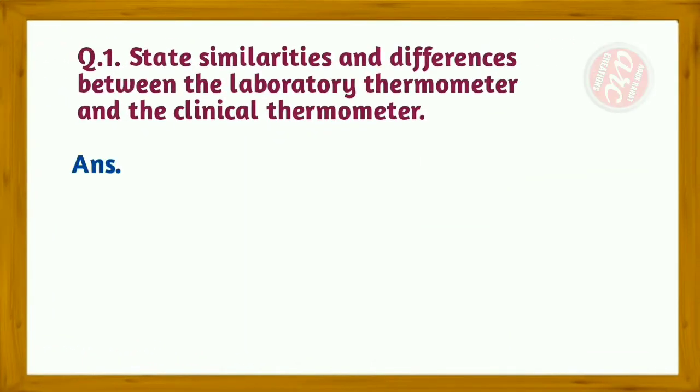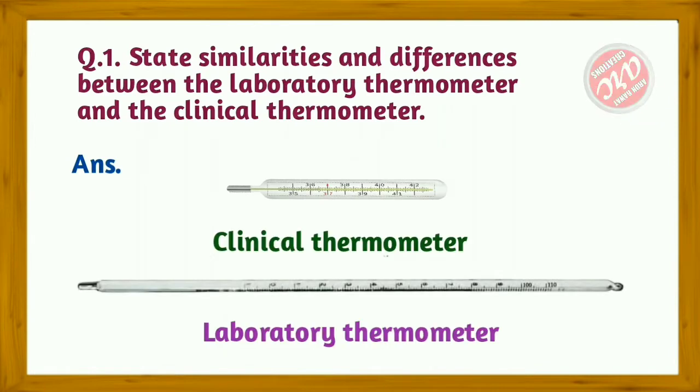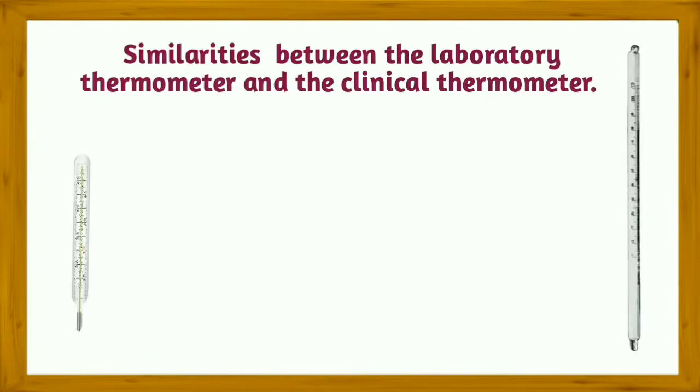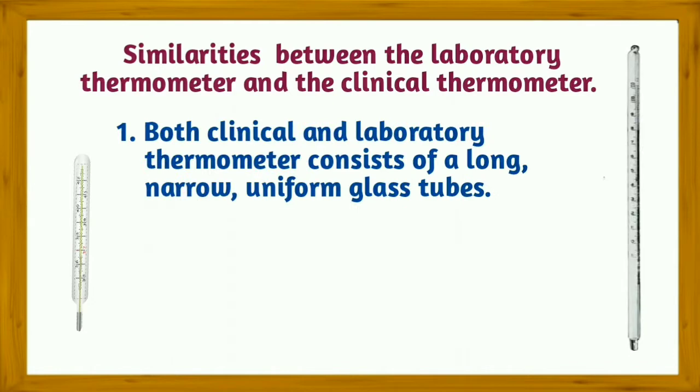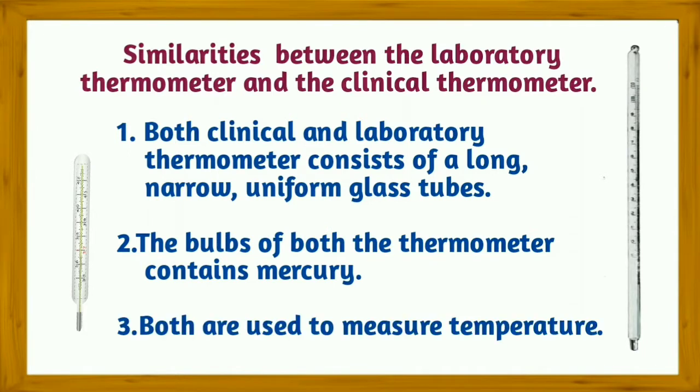Question number 1. State similarities and differences between laboratory thermometer and the clinical thermometer. Similarities. Number 1. Both clinical and lab thermometers consist of a long, narrow, uniform glass tube. Number 2. The bulb of both the thermometers contains mercury. Number 3. Both are used to measure temperature.